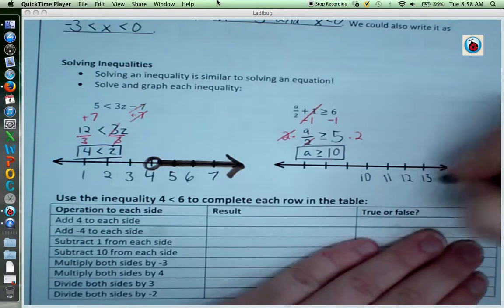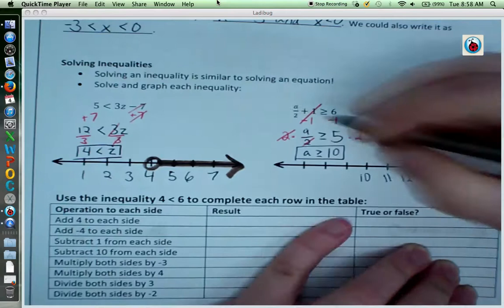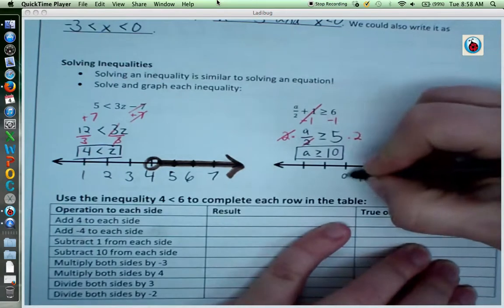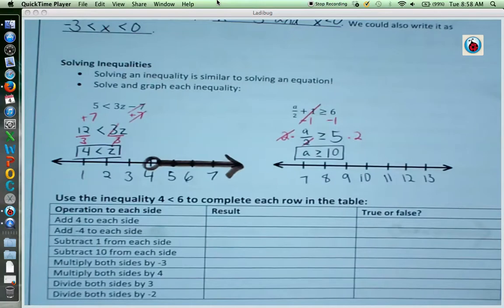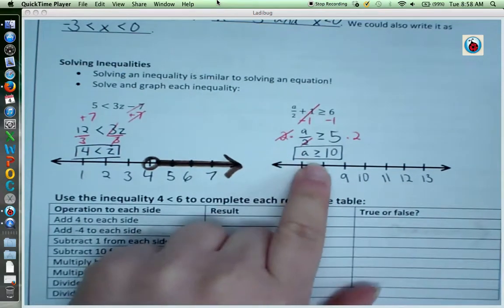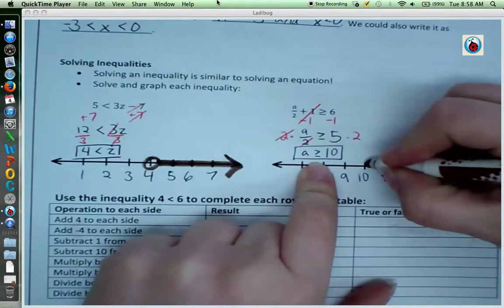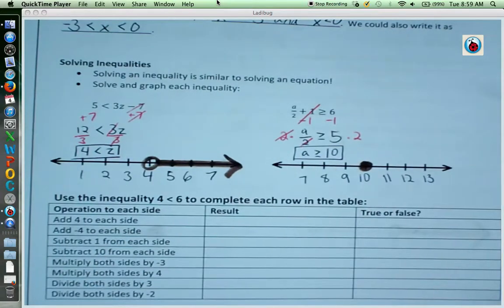All right, so start in the middle with 10, 11, 12, 13 goes on the right, I'll count down on the left, 9, 8, 7. 10 is my important number. What kind of circle should I draw at 10? Well, a could possibly be equal to 10 here, so I'm going to draw a closed circle to show that 10 is part of my answer also.